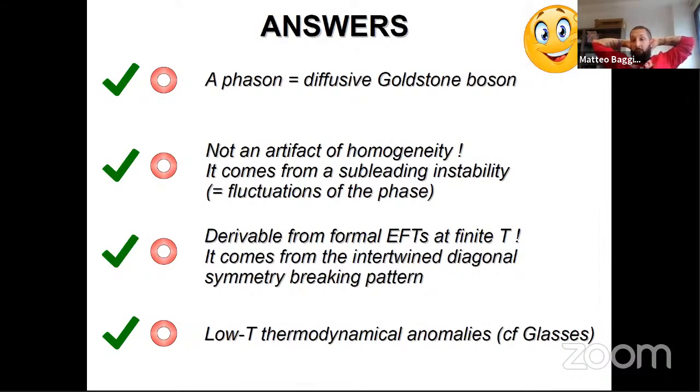which comes from the spontaneous breaking of these internal shifts, which are real shifts that appear in certain materials; it is not an artifact of homogeneity. It comes from this sliding instability, which is basically the fluctuations of the phase. And nicely, it's not only discussed in holography, but it can be derived in EFT. It comes from this specific intertwined breaking. And it has a lot to do, from the physical point of view, with the low temperature thermodynamic anomalies in materials. So every time you have this kind of material, you have to be careful because new features can appear, of course, because you have low energy modes moving around.